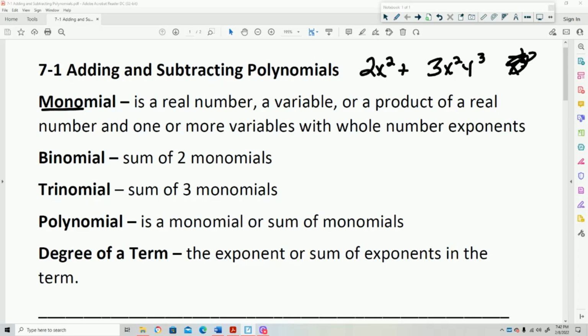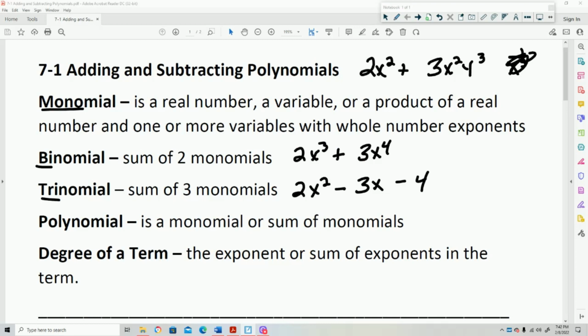Binomial is basically the sum of two monomials. So if I write a monomial here and a monomial here, and I add those together, that is a binomial. Both of these are monomials because I have a whole number exponent, and I can't combine those and make one, so that is a binomial. A trinomial, as you would think, is just three monomials added together. So if I had something like this, like 3x minus 4, that is a trinomial. Trinomial, three terms. So binomial, two terms.